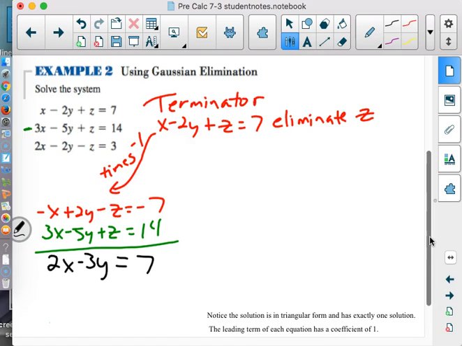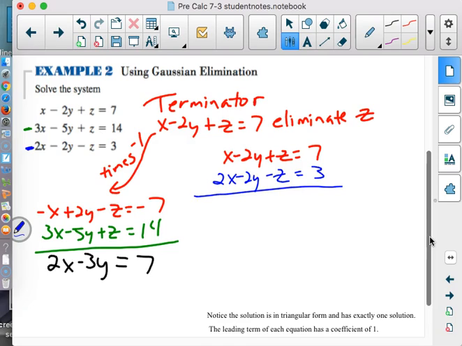We also wanted to get rid of the z's in the third equation because we want to get one variable out of the entire problem first. I'm going to switch to blue here. But my terminator didn't need to be multiplied by anything to add to get rid of the z's, so I'm just going to write my terminator back up here. And then I'm just going to write down my blue equation, the third equation, and add those two together again so that I'm eliminating that z.